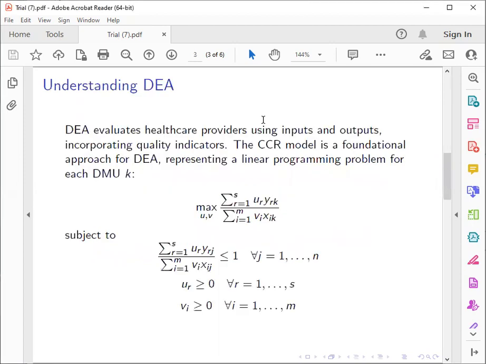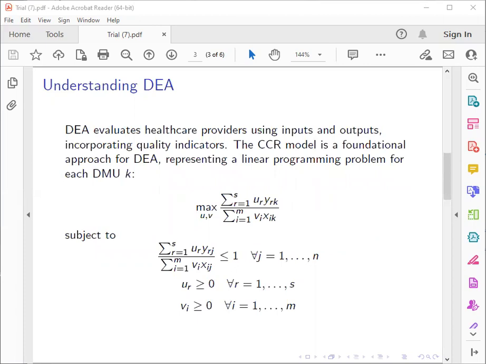So let's just jump into the formula. Don't be afraid of this, guys, okay? This is how it helps to evaluate the providers, okay? DEA itself is a technique that measures the relative efficiency of multiple decision-making units, DMUs, that use similar inputs to produce similar outputs, okay?